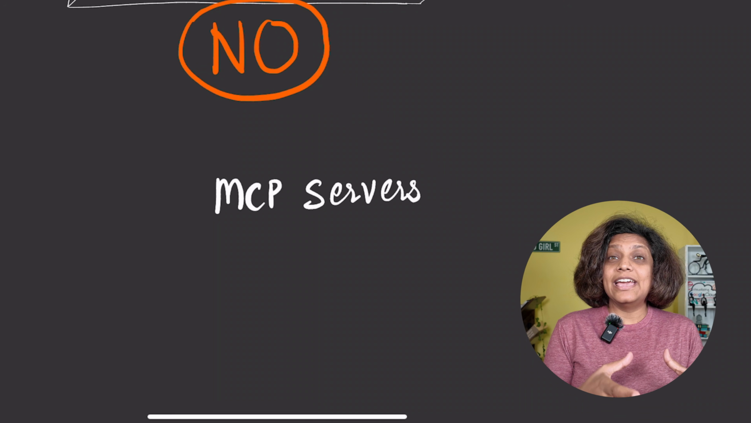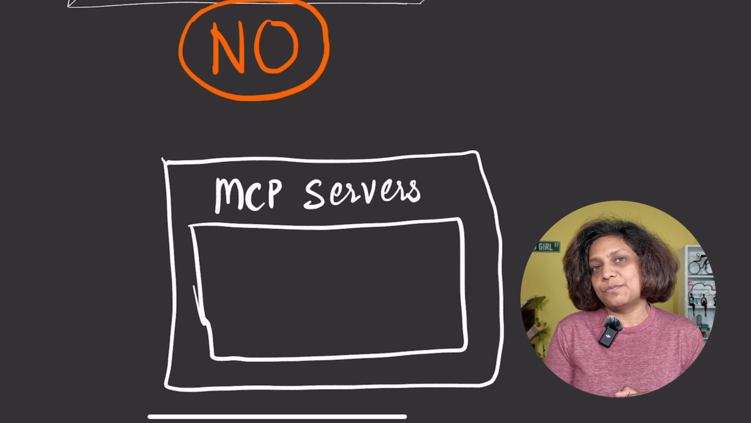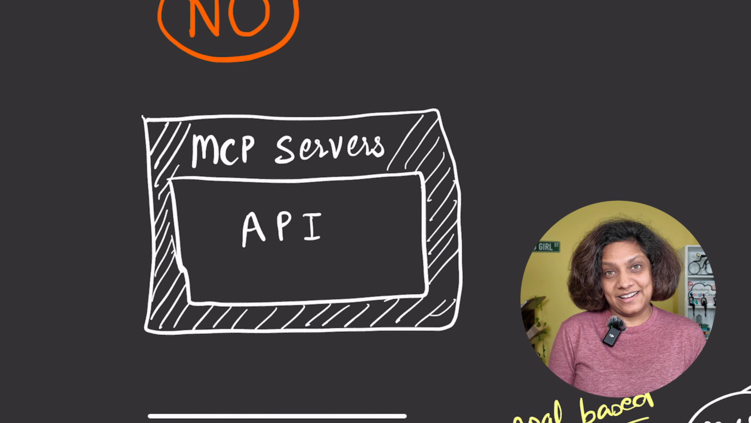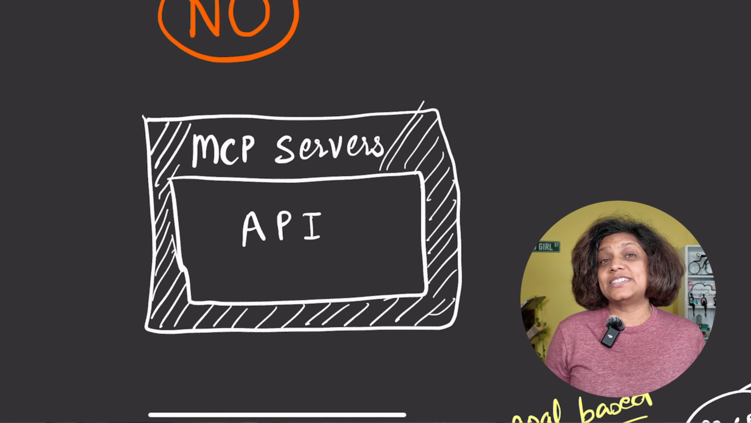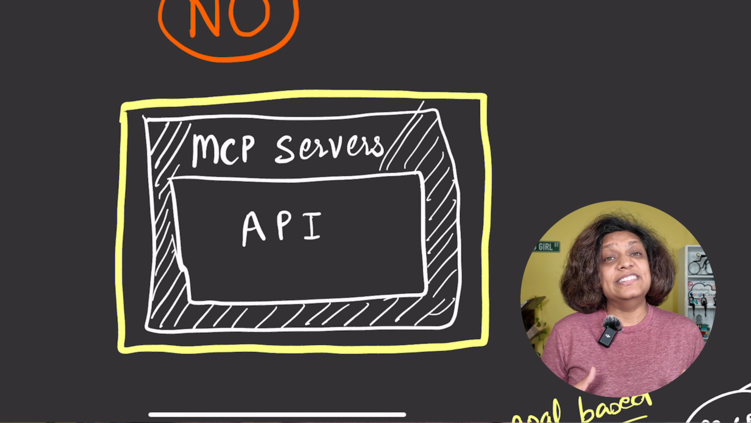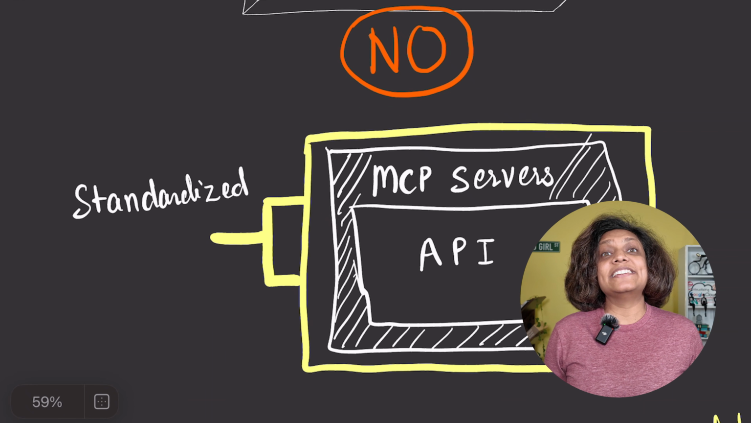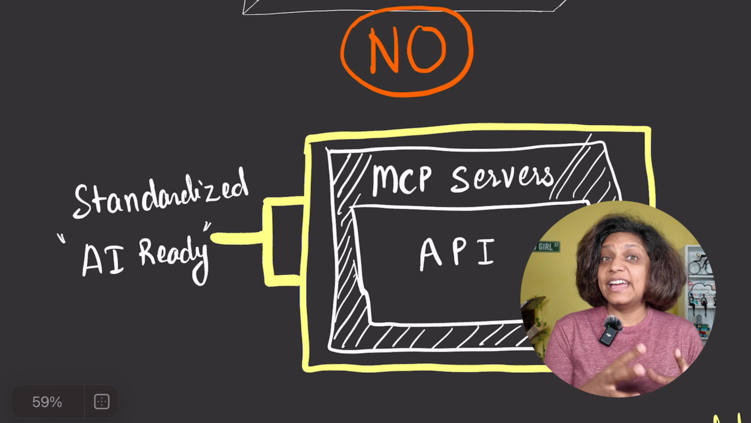Now, here's how they'll work together. First, many MCP servers will be wrappers around existing enterprise APIs. We've got a lot of APIs in every single company. Now, companies have invested decades in building robust API infrastructures. These aren't really going away anywhere. MCP provides a standardized way to make these existing assets AI ready.